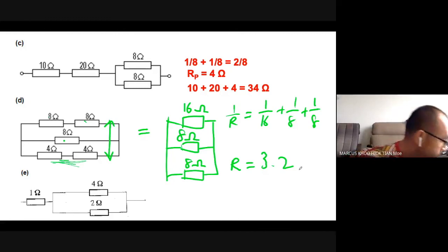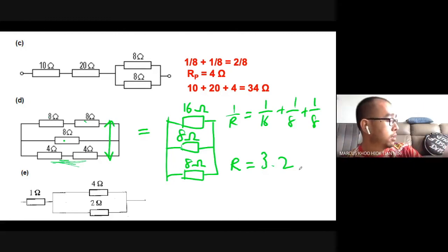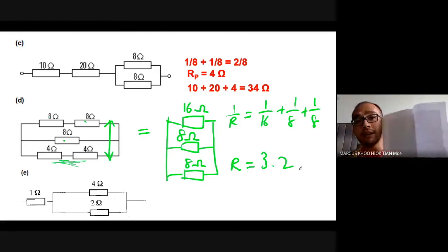Sorry, I forgot to mention. If you don't know where this page is, it's after the graph paper. Question D.